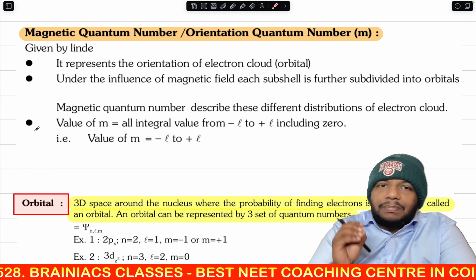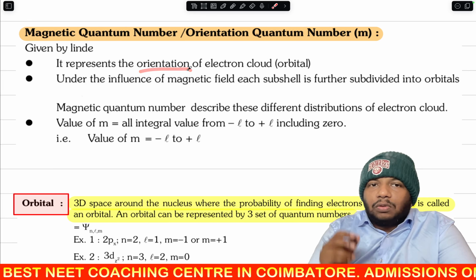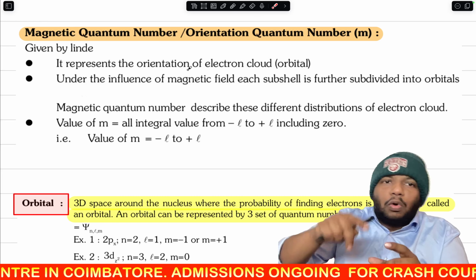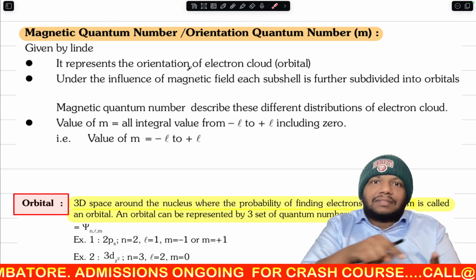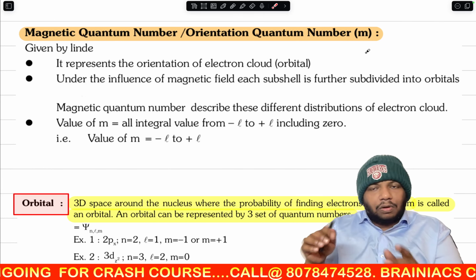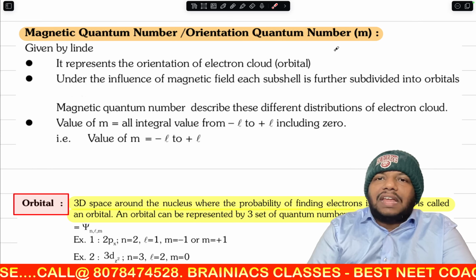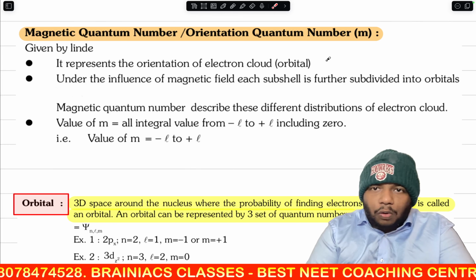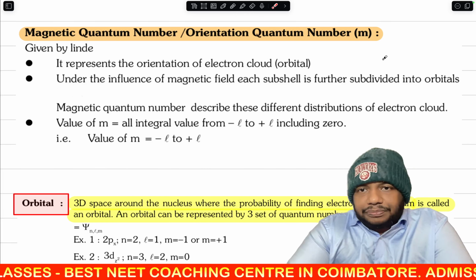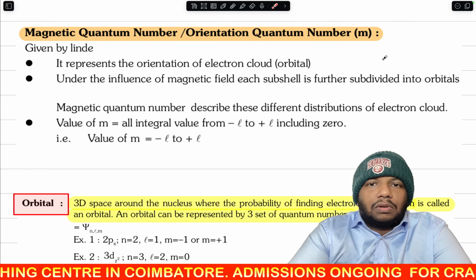Now, this magnetic quantum number is giving you the orientation of the electron cloud. Suppose a P subshell is there. In that P subshell, how is the electron going to orient? Suppose it is orienting along the x-axis. Then I can say that P subshell belongs to the category Px, because the electron is orienting in the x-axis. If it is orienting in the y-axis, then it will be Py. And if it is orienting in the z-axis, I can say Pz, like that. Hope you understood. So fundamentally, the magnetic quantum number gives you the orientation of the electron cloud.